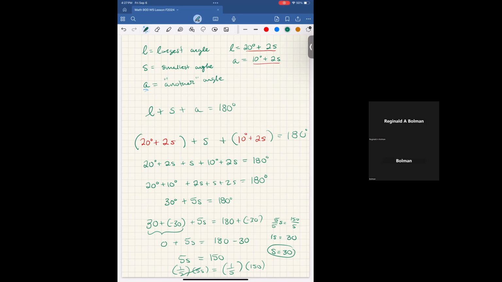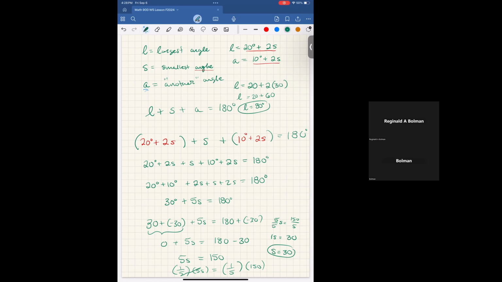You're almost done, guys. You're almost done. So at this point, we just need to plug 30 degrees into our variables. So take your L. You now know what needs to go in for S. Since L is equal to 20 degrees plus 2 times S, and we know S is 30 degrees, then L must be equal to 20 plus 2 times 30, or, said another way, L must be equal to 80 degrees. 2 times 30 gives you 60. Plus 20, that's going to be 80 degrees. That's correct.